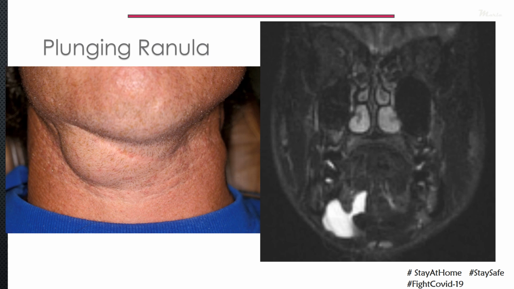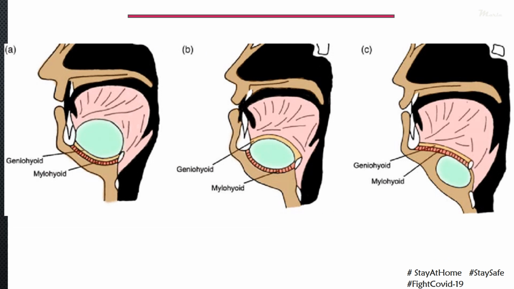Radiographic assessment of such regions using CT or MRI will reveal the communication of the ranula into the neck. This finding is referred to as the tail sign. Plunging ranula, it should be remembered, is nothing but a mucocele of the extravasation type. So, here is an illustration which is depicting the same.